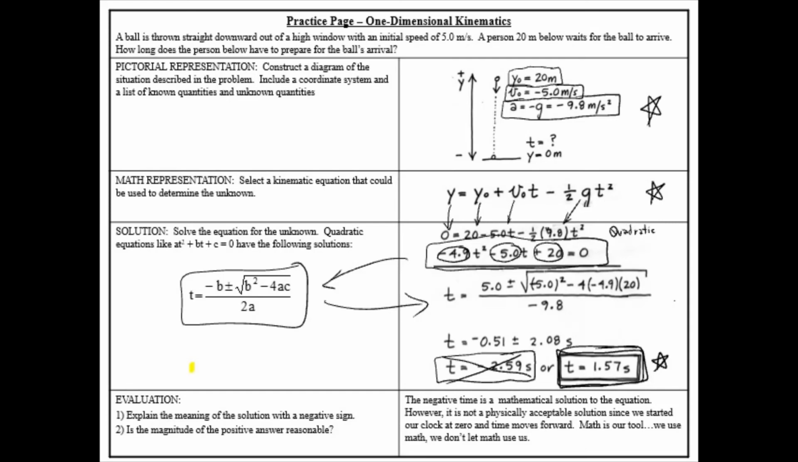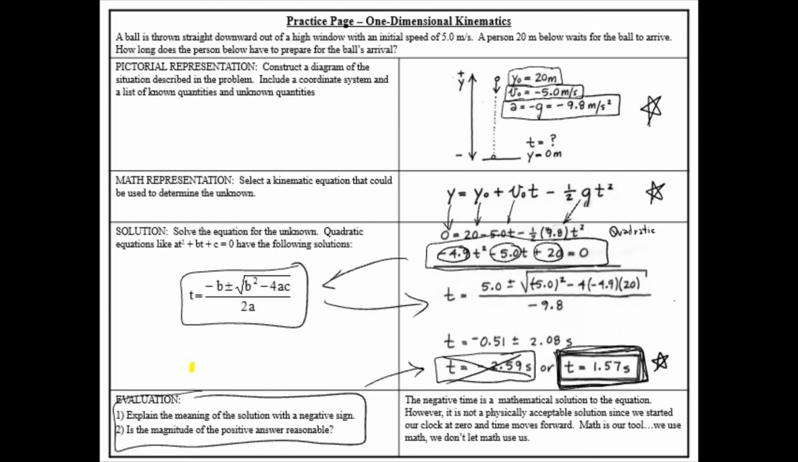Now again, that's assuming you use g as 9.8. If you use g as 10, you might have got a slightly different answer, but you should get an answer somewhere around 1.57 seconds. Okay, down here, this is if you had done it the way I did it. It says explain the meaning of the solution with a negative sign. Obviously, that's a mathematical solution, but it is not a physical solution. And then is the magnitude of the positive answer reasonable?